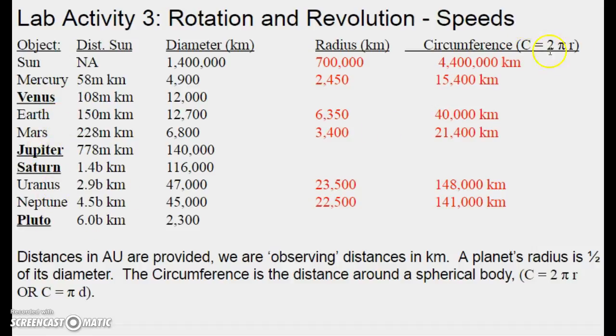And circumference, this is where we've come to. Circumference is going to equal 2 times pi times r. You can also see that the circumference is the distance around a spherical body. In general, it's the equator of that spherical body we're measuring. So 2 pi r is the same thing as pi times diameter, since diameter is just 2r. So either way you want to solve, it's fine.